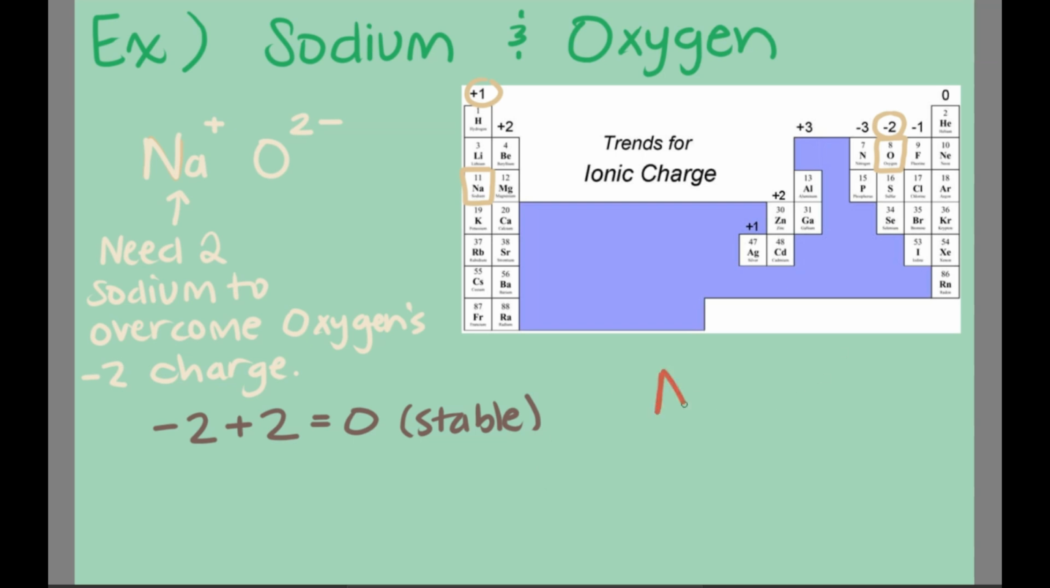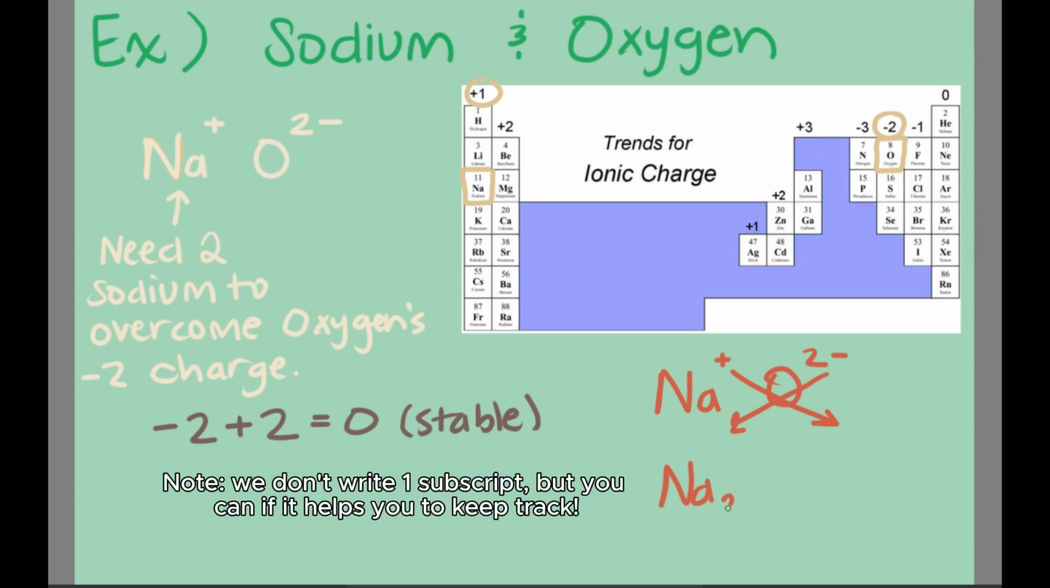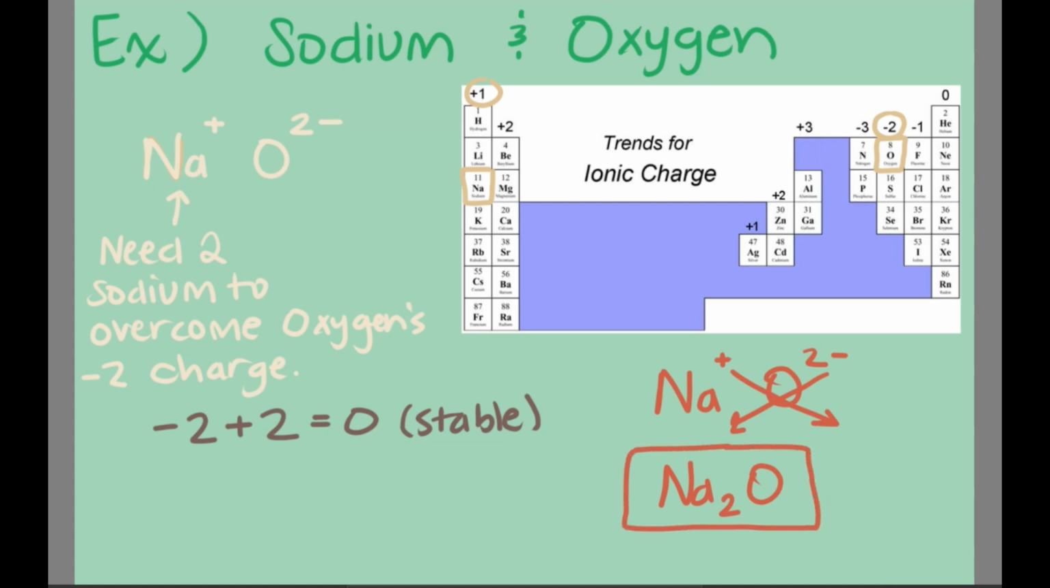When you have atoms with different charges, if you're unsure of how many of each there needs to be, you can do the crisscross method, where you transfer the charges to being a subscript for the other atom. Also gets you the same formula and shows how many atoms there needs to be to make this compound work.